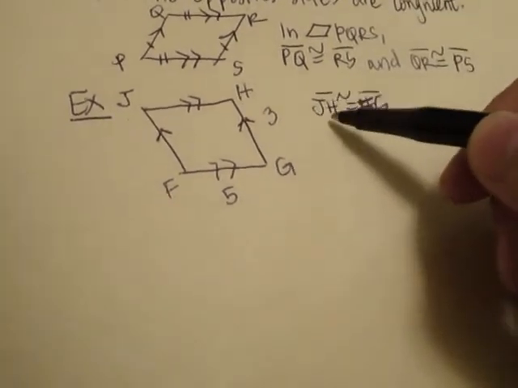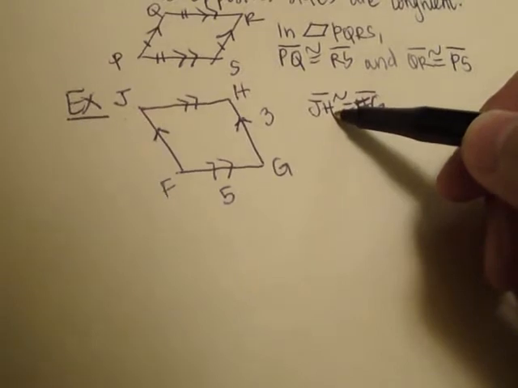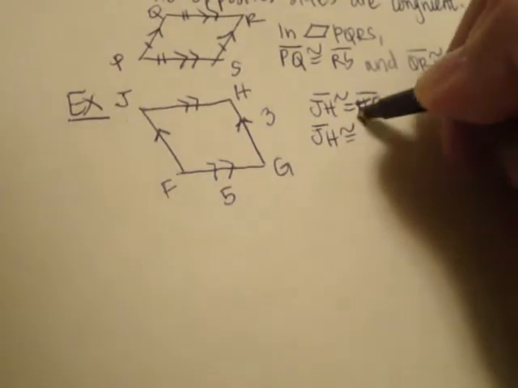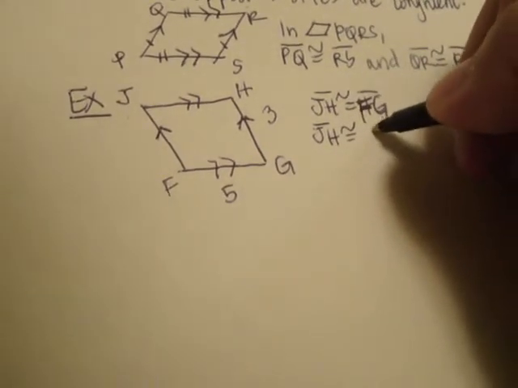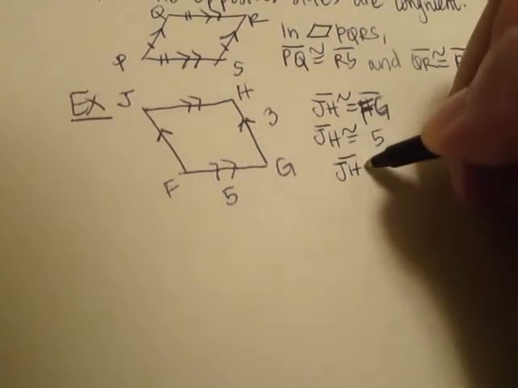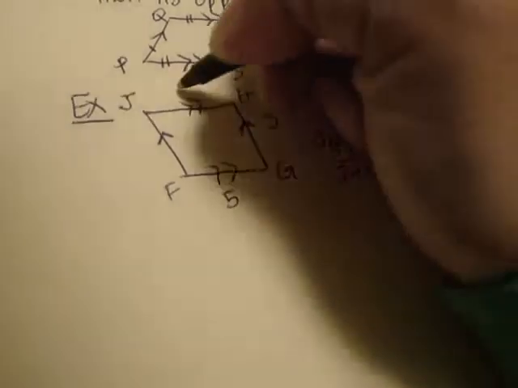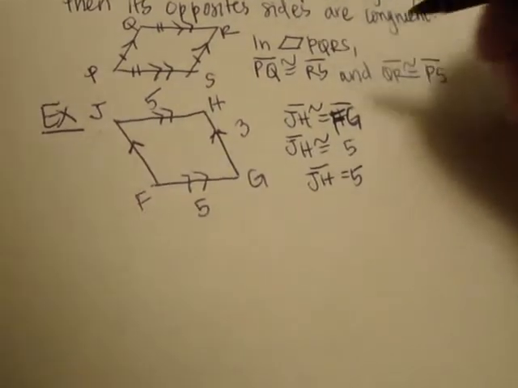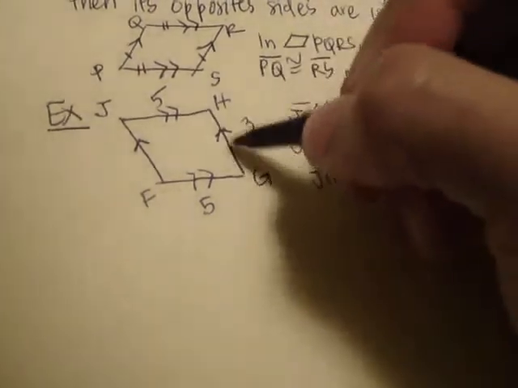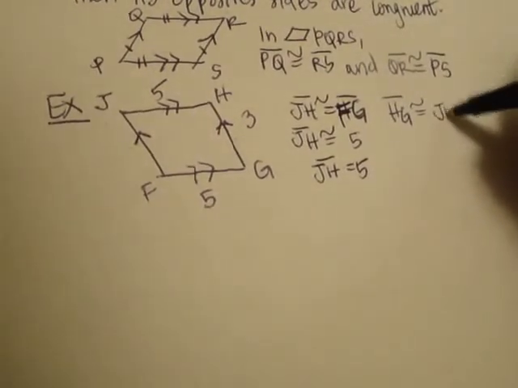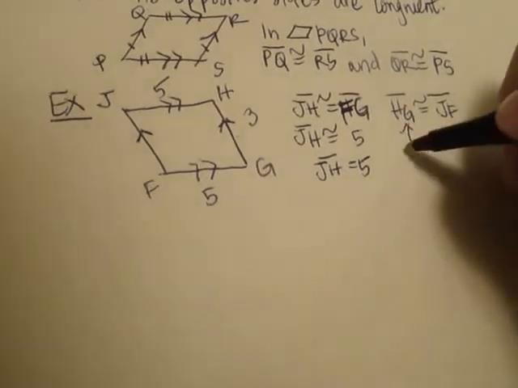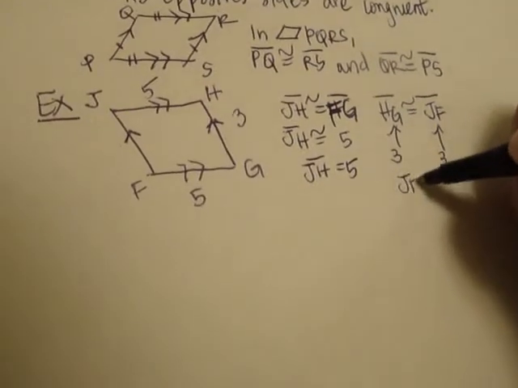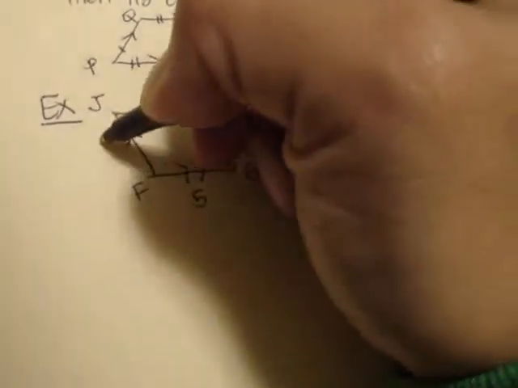Since we don't know JH, I'm just going to write that down. But we know what FG is, and we know that FG is equal to 5. So therefore JH is equal to 5. And I'm going to label that up there. We also know that HG, since they're opposite, is congruent to JF. And we know that HG is equal to 3, so therefore JF is equal to 3. Now we can label that 3.